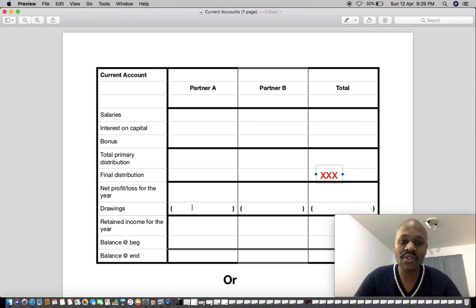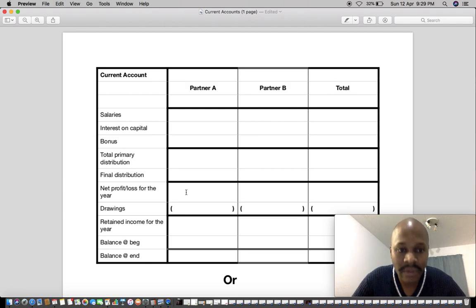Then partners during the year may decide to use resources from the business. Because the business entity principle tells us that the affairs of the business and the owners should be separate, we will show those resources under drawings in brackets because they decrease your equity in the business.